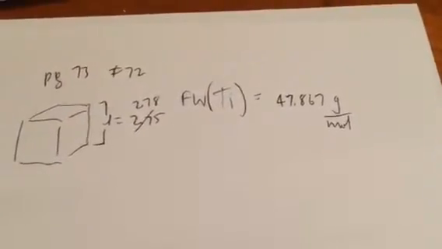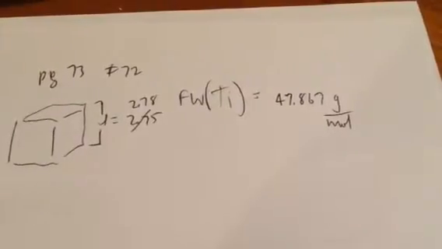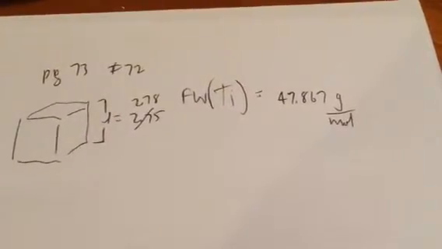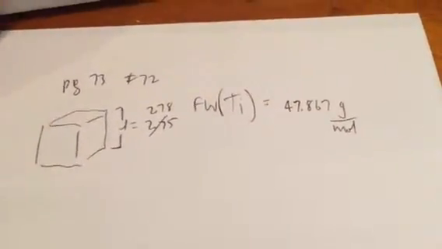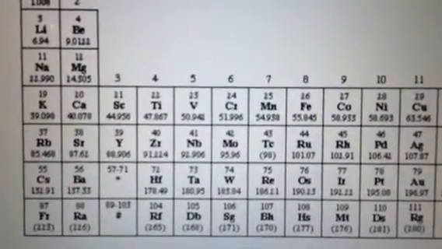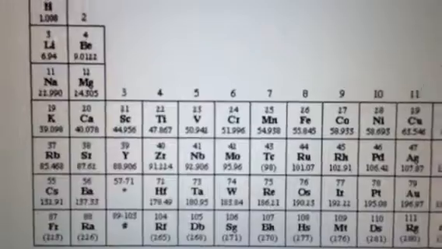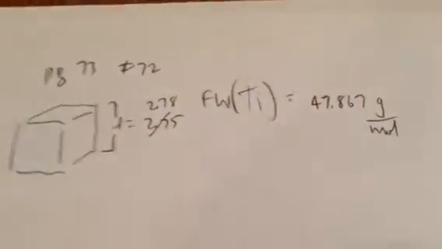So in my notes, I put here that the formula weight of titanium is 47.867 grams per mole. I know I'm going to need that if I'm going to convert grams to the number of atoms. So what I did is just pulled up a periodic table right there, and see I've got titanium, 47.867 grams per mole. I knew I was going to need that because we're converting amounts to amounts.